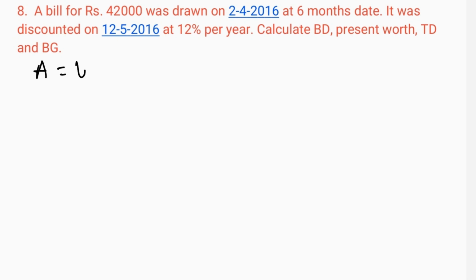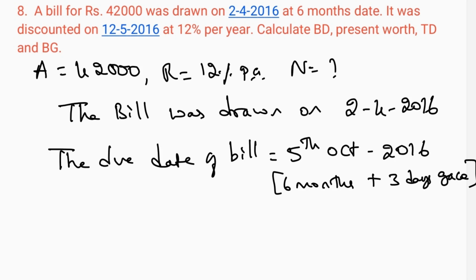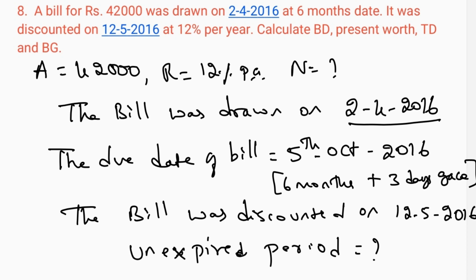The amount given is 42,000, rate is 12% per annum, and n we don't know. I'll find it out using the dates, in the same format as the previous problem I explained. The bill was drawn on 2/4/2016 and the due date of the bill will become 5th October 2016. From April to October is 6 months plus 3 days. So 2 plus 3, it will be 5th date, 5th October 2016.